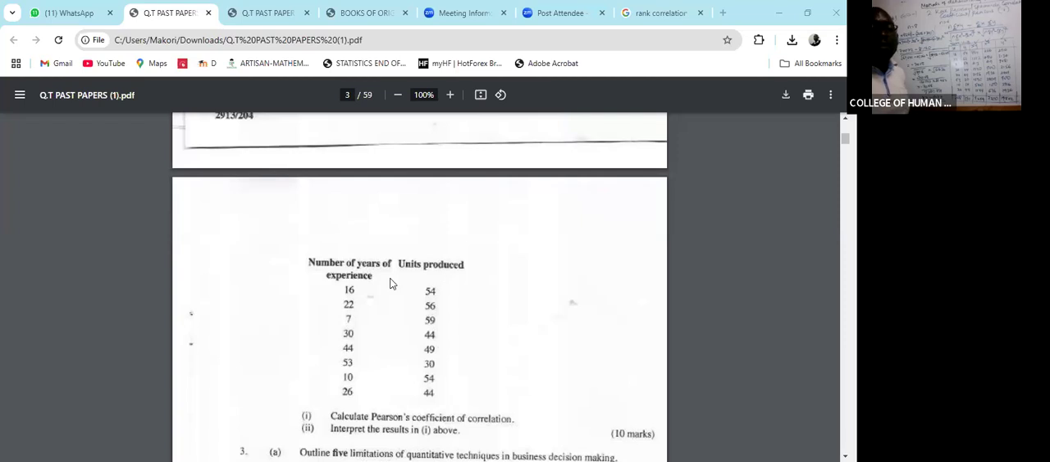Actually, if they are positive, then it means that high number of years of experience translates to high number of units being produced. But this is the opposite. Somebody with 7 years produces 59, but somebody with more years of experience is producing 44. So there is no positive correlation between the experience and the units a person will produce.